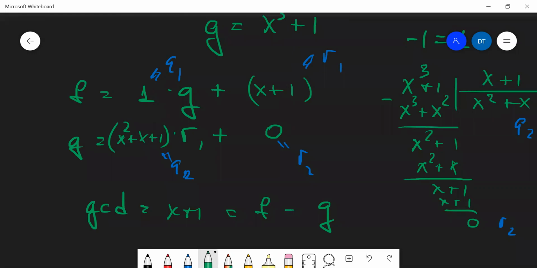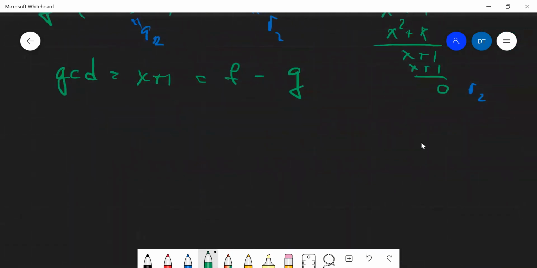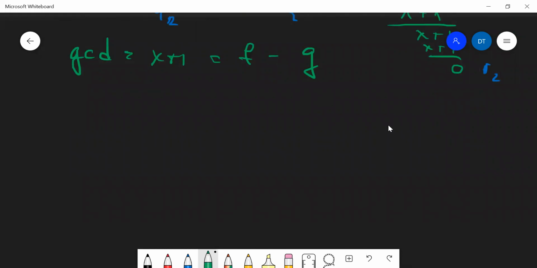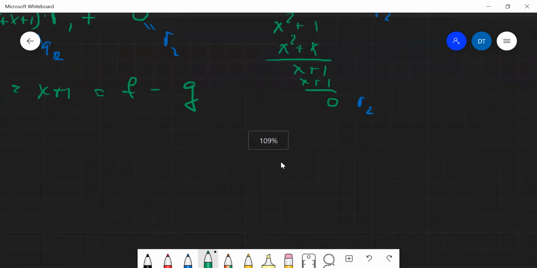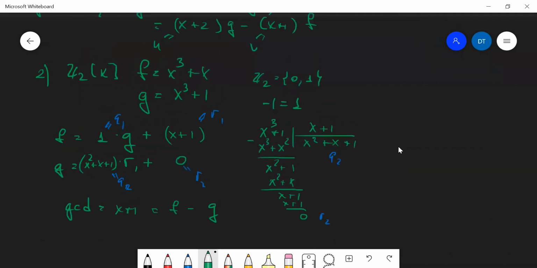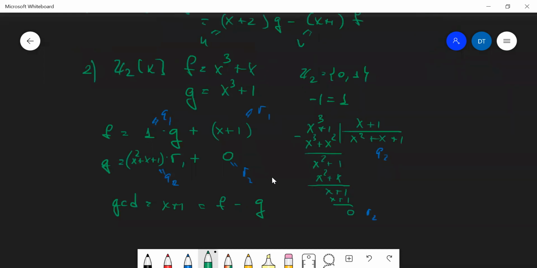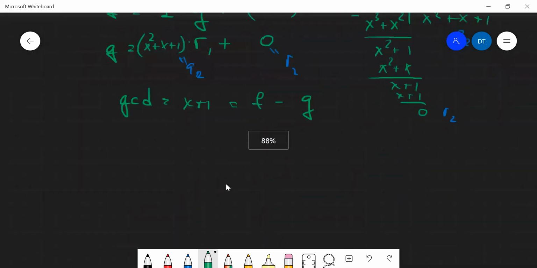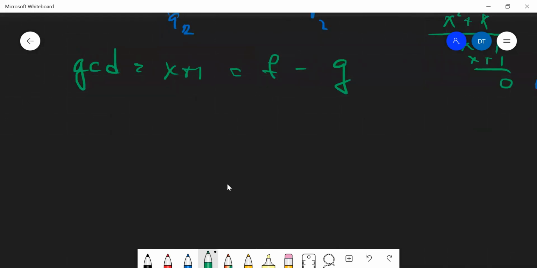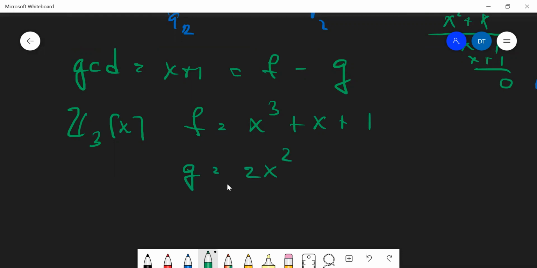Okay, let's try to factorize some polynomials, but before doing that, are there any questions? So in general, oh, by the way, I need to make one additional remark. What would happen if we have, for example, if I take Z3 of x? I could take f to be something like x to the power of 3 plus x plus 1, or something like that, and g to be 2x squared plus 1. What would you do in this case?